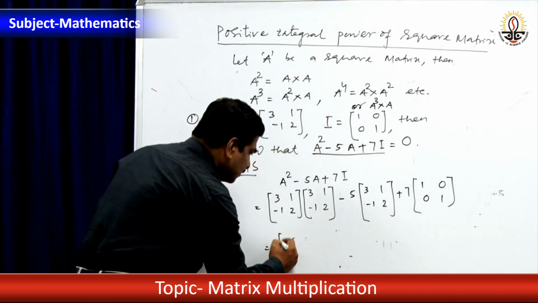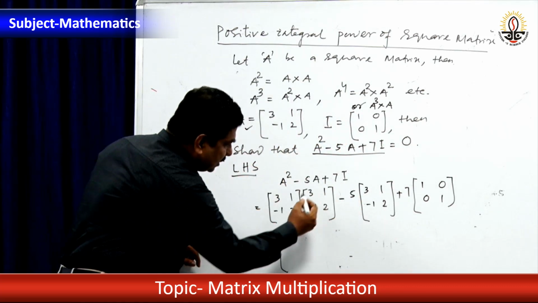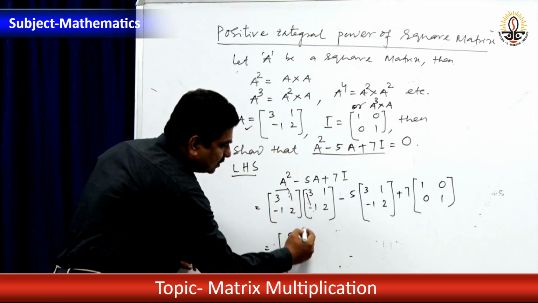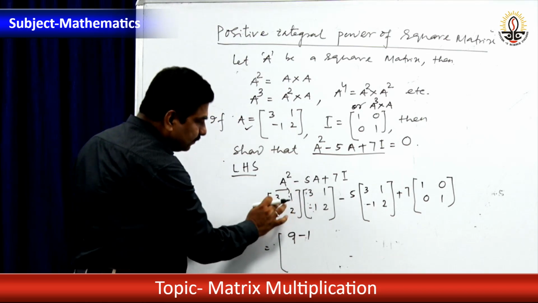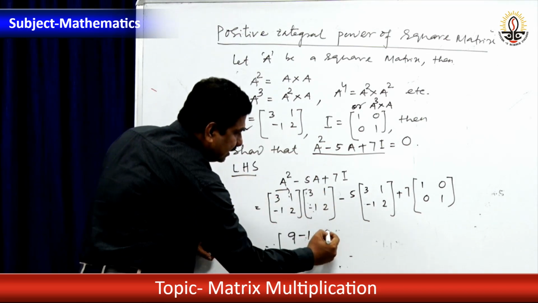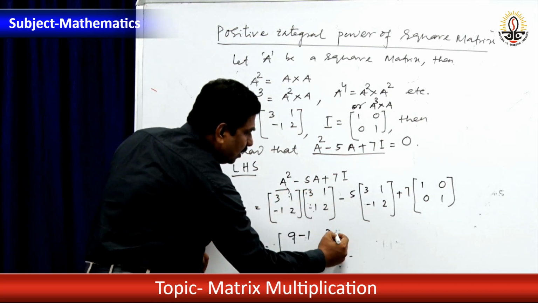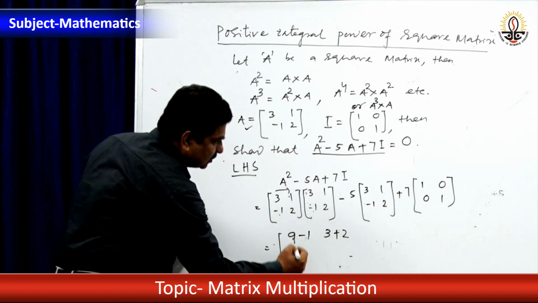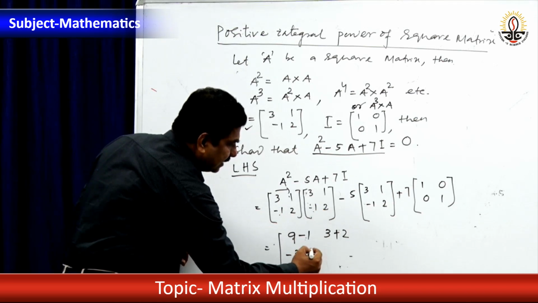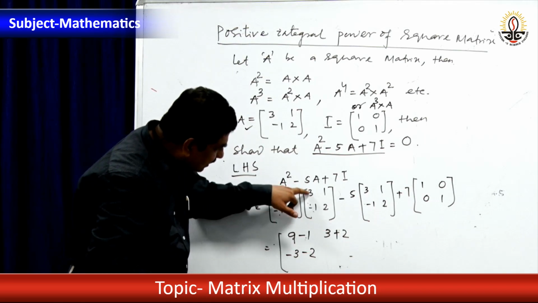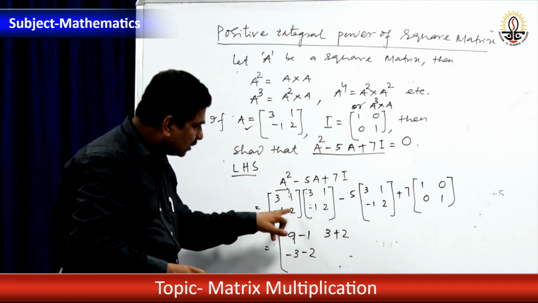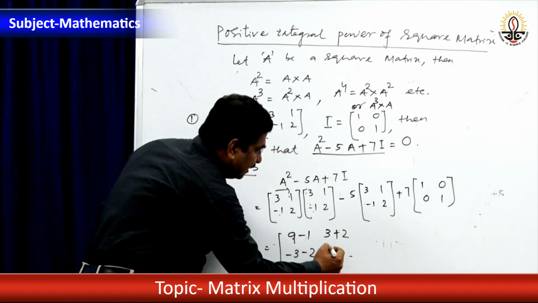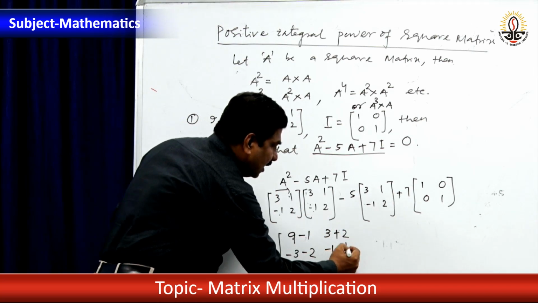You see, first you have to multiply these two. 3 into 3, 9. 1 into minus 1, minus 1, so 9 minus 1 is 8. Again, 3 into 1 is 3, 1 into 2 is 2, plus 2 gives 5. Here minus 1 into 3 is minus 3, 2 into minus 1 is minus 2, so minus 5. Again, minus 1 into 1 is minus 1, plus 2 into 2 is 4, so 3.